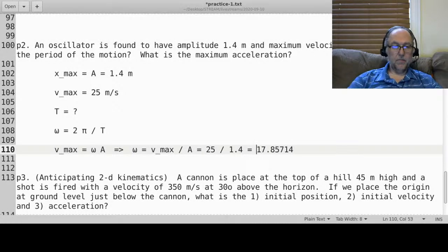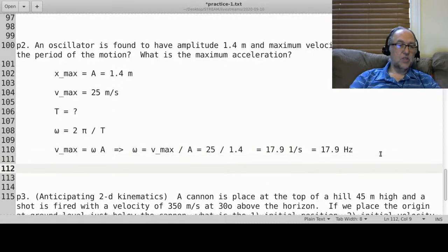And I've got this number right here, and let me round it off like that. So I'm getting 17.9, and the units for omega are per second. Or you can also write it as 17.9 hertz, like that. So hertz and per second are the exact same unit, okay?